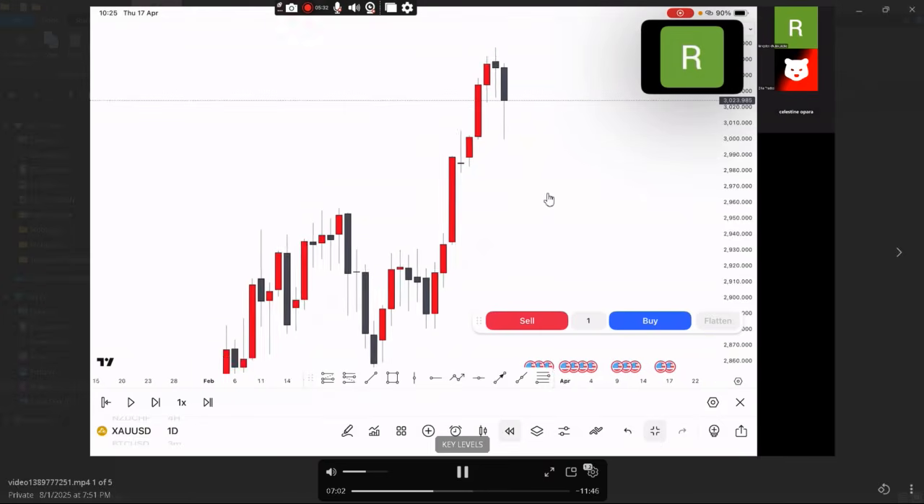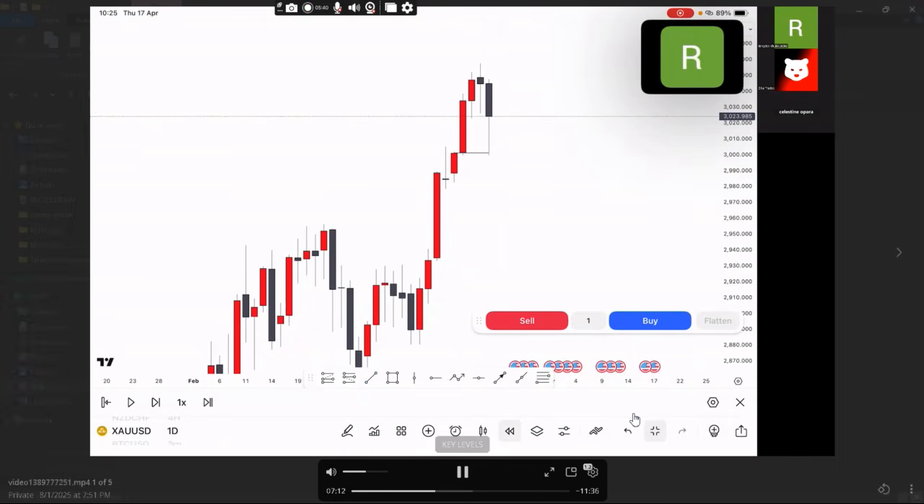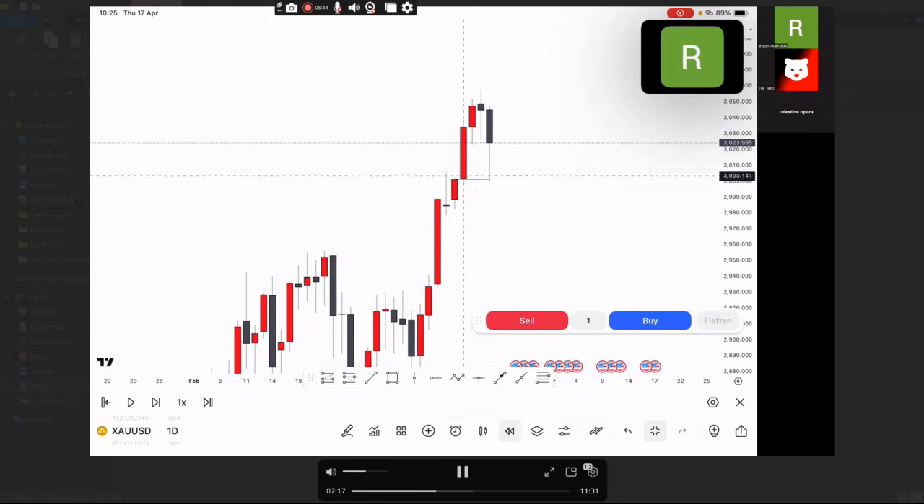So we have this one. You have this key level here. Please let me know if you are following or even quiet. Yeah, we are following. I'm following. So you have this key level, right?